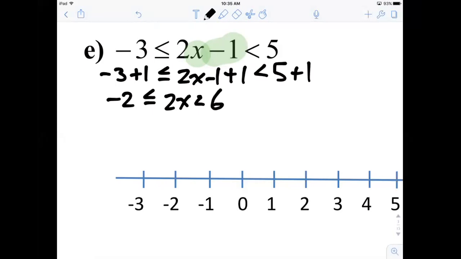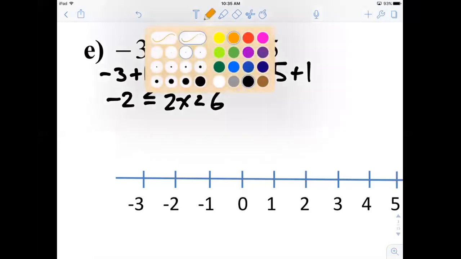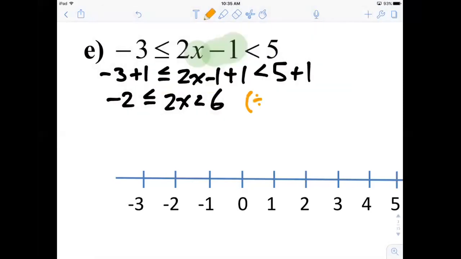But again, I don't want to know what 2x has to be between. I want to know what x has to be between. So I need to divide everything, and I'll make a little note here. I'm going to divide everything by 2, all 3 pieces by 2. So -1 has to be less than or equal to x, which has to be less than 3.